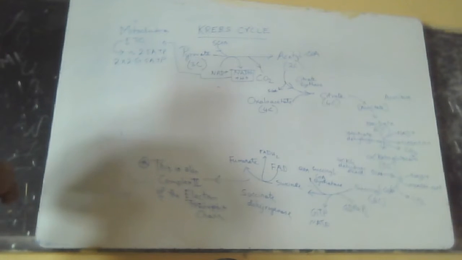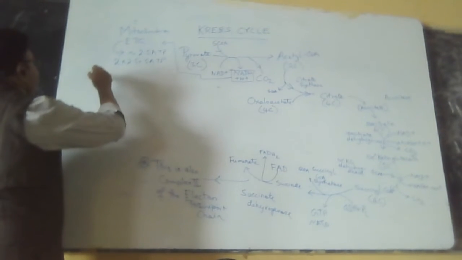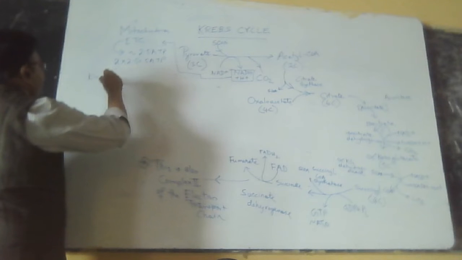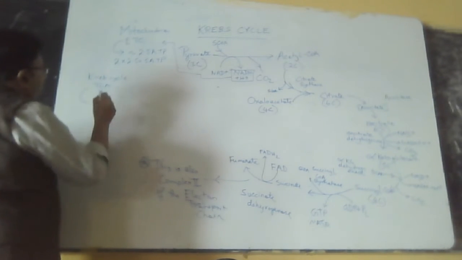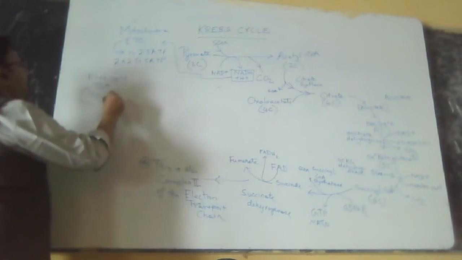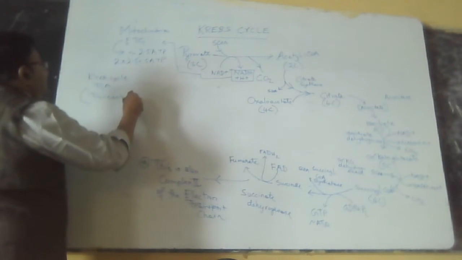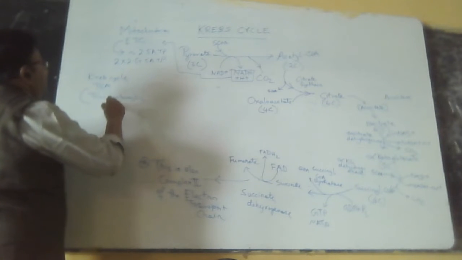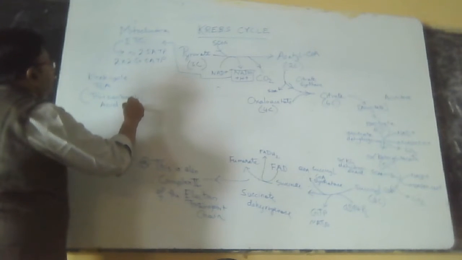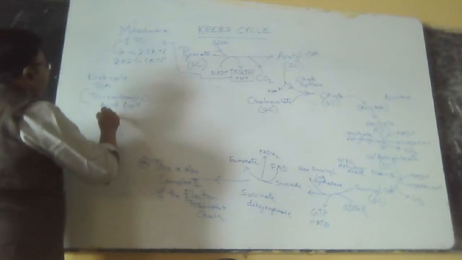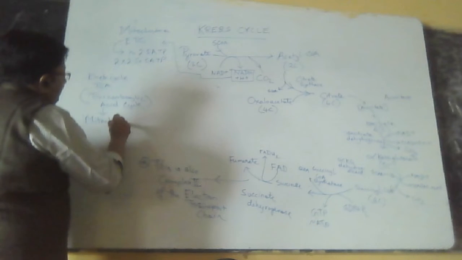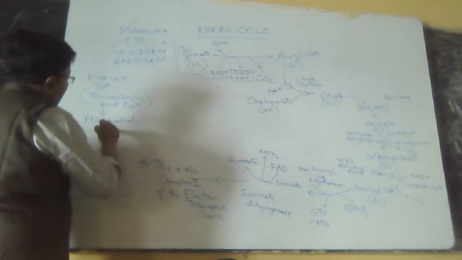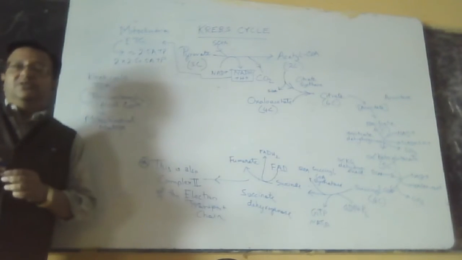Where does Krebs cycle take place? Krebs cycle or TCA cycle, which is also known as the tricarboxylic acid cycle, it takes place in the mitochondria, it takes place inside the mitochondrial matrix.